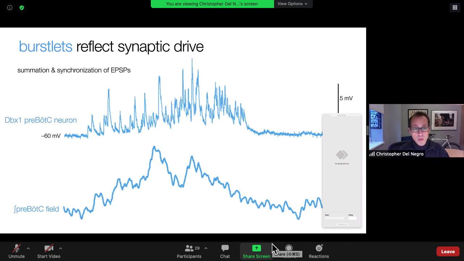The summation of the PSPs is clear from the trajectory shown at the top half of the slide. What's clearly not present is a pacemaker-like current, which would result in a rapid upswing in the voltage. That's not present. What we clearly see here are summation and probably synchronization of EPSPs, but not voltage-dependent pacemaker currents. Again, consistent with the idea that these are network properties and synaptic interactions locally within the pre-Bötzinger complex.